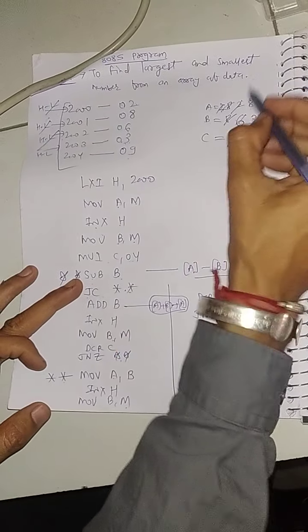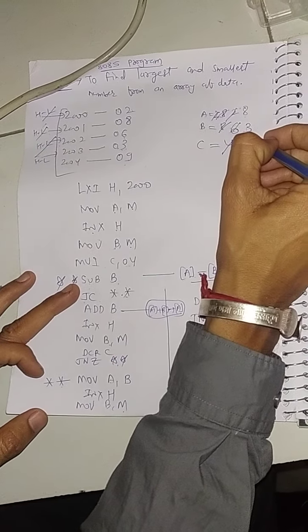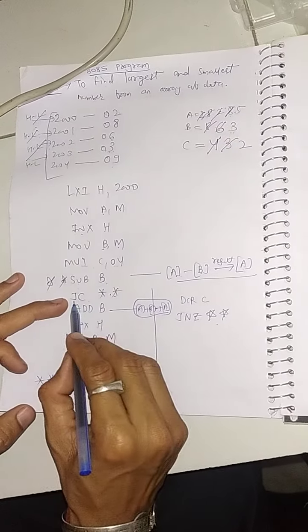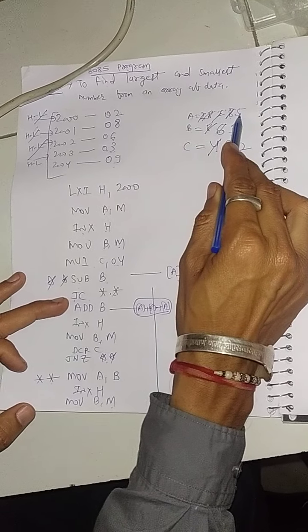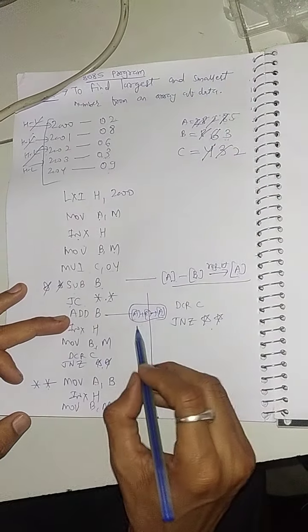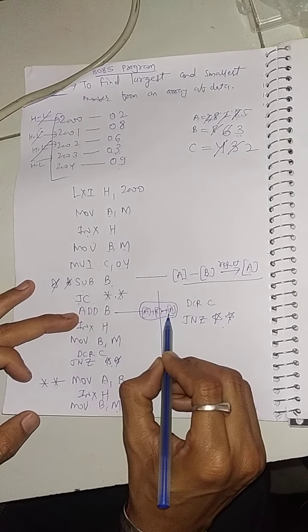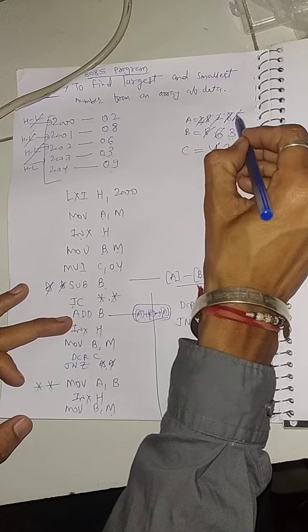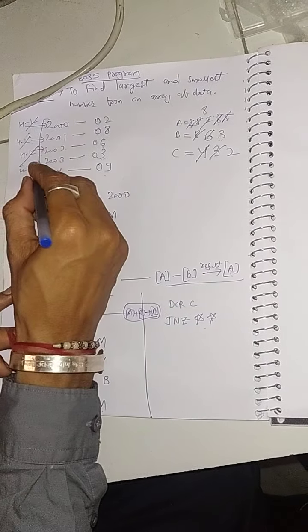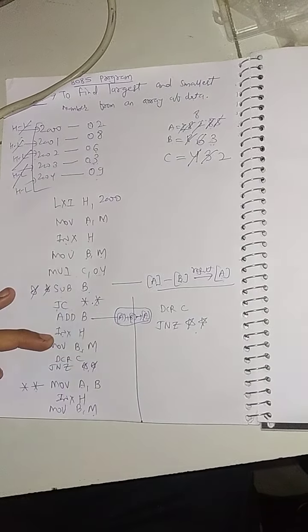So again SUB B. So A minus B and the result will be held by A. So 8 minus 3 is 5, so 5 will be held by A. Jump if carry, but because no carry is generated, the result is positive, so it will go to the next. ADD B. So A plus B and the result will be stored by A. So here A plus B is 8 and it will be stored by A itself. Then INX H. Once again the HL pair will be moved to the next memory location.